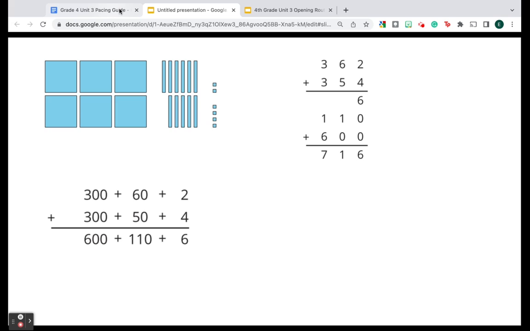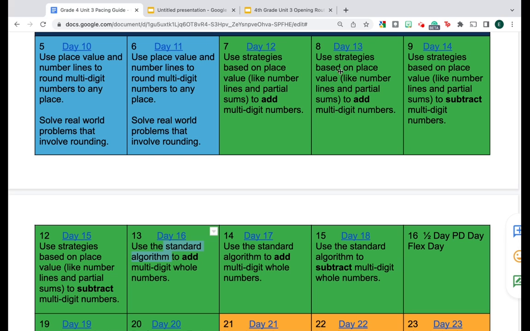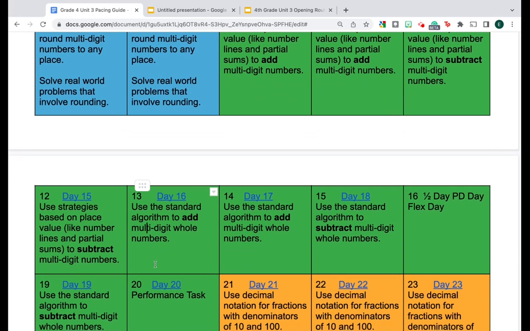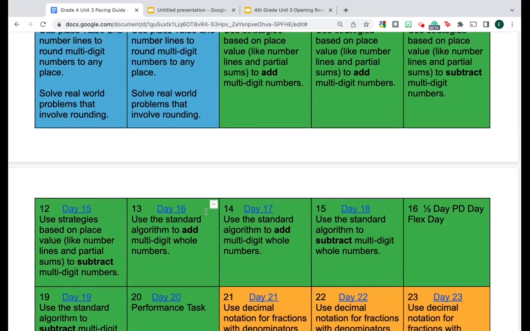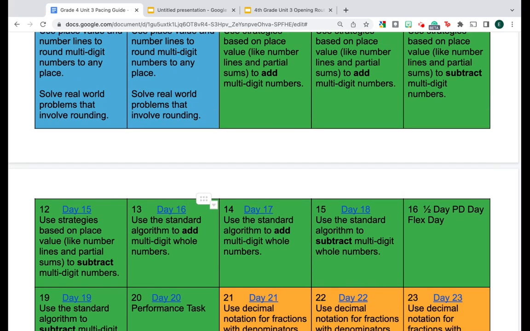So we have the pacing guide laid out so you can focus on those strategies first. 2 days for addition, 2 days for subtraction. Before you then have 2 days to add with a standard algorithm and 2 days to subtract with a standard algorithm. If you want to mix this up and do all 4 of your addition days first and all 4 of your subtraction days second, that's up to you.